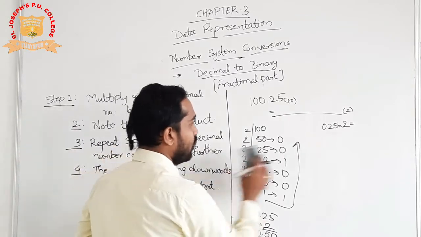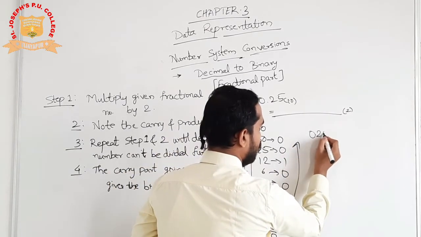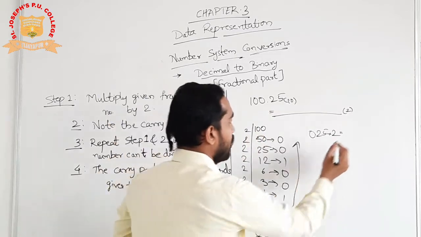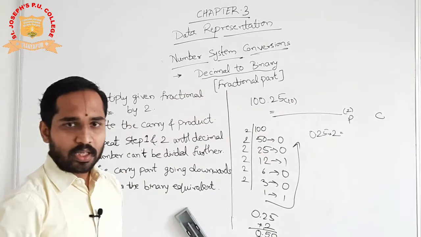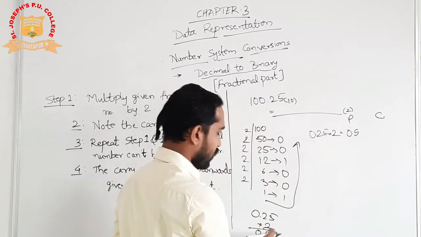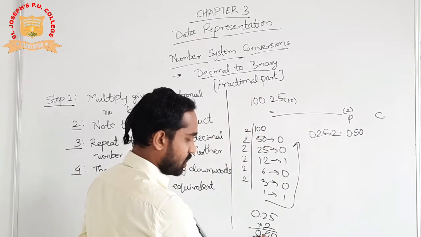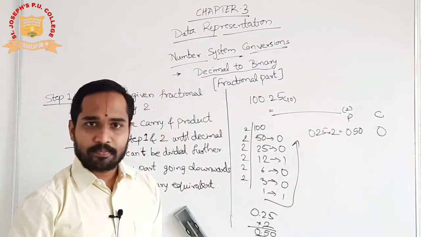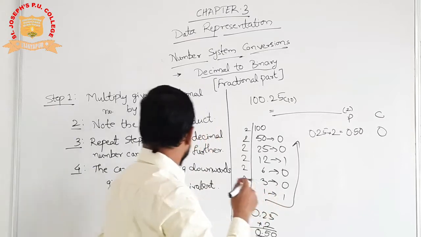Now how do I have to write this? 0.25 into 2. I am writing product and carry both. The product is 0.5, correct? You write 0.50, this much is the product. What is the carry? 0 is the carry, correct? 0 is the carry. Now what to do?